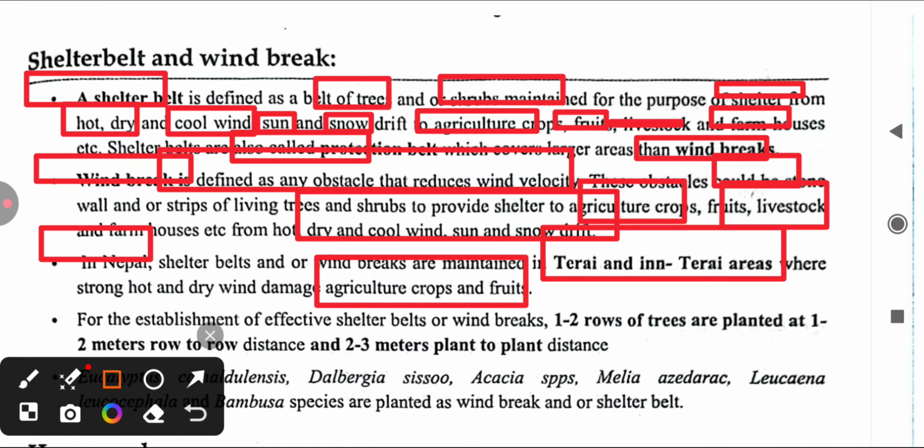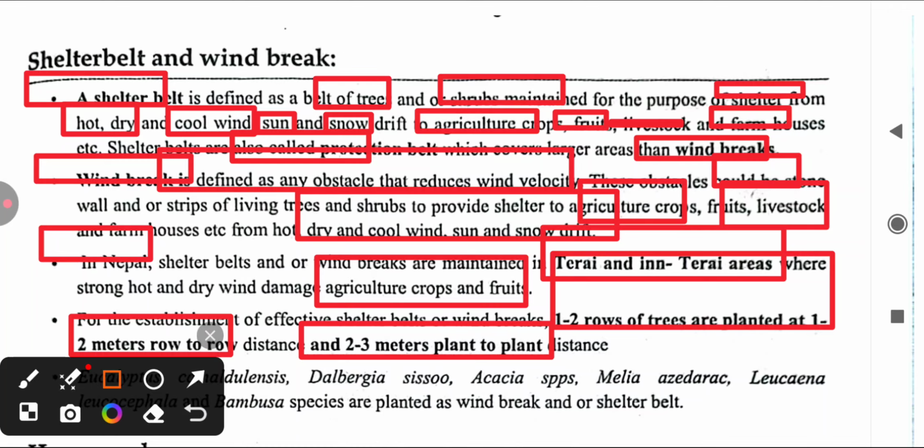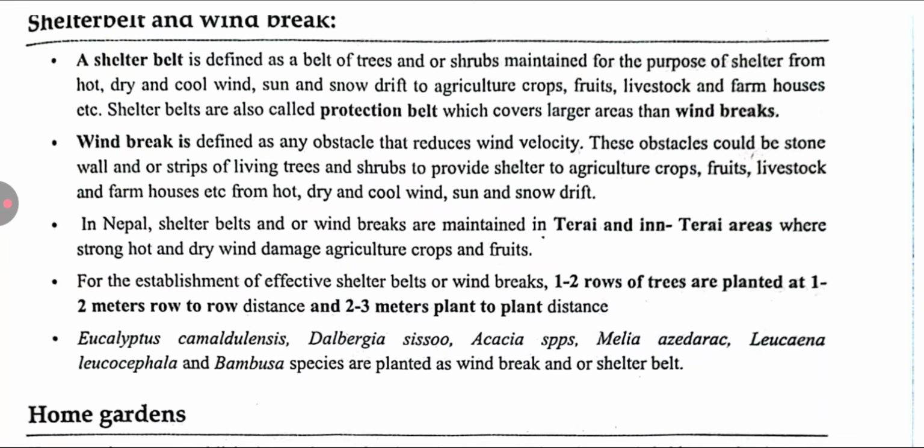For establishment of an effective shelter belt or windbreak, one to two rows of trees are planted at 1 to 2 meter row-to-row distance, and 2 to 3 meter plant-to-plant distance.